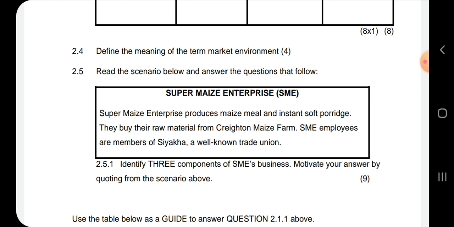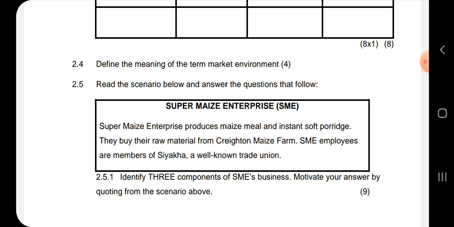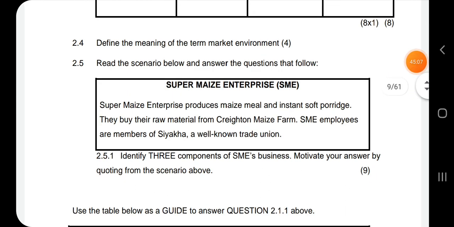And then we see you have Super Maize. Super Maize Enterprise produces maize meal and instant soft porridge. They buy their raw material from Greyton Maize Farm. SME employees are members of SIACA, a well-known trade union. Identify the three components of SME's business. Motivate your answer by quoting from the scenario. So those are the things you have to know how to answer.